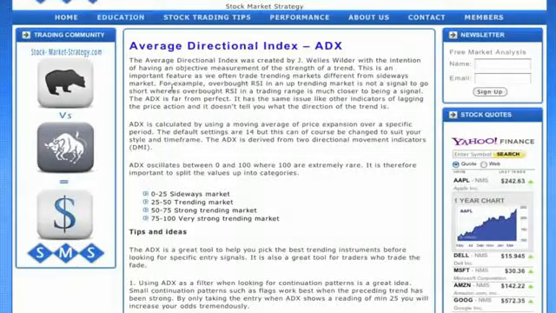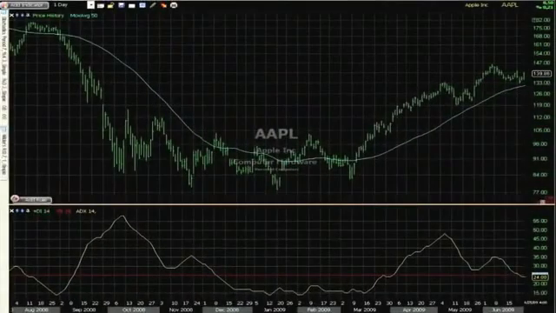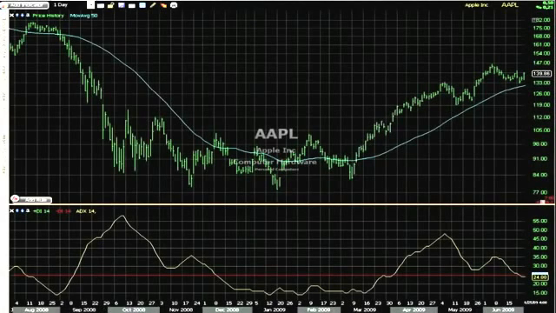Testing the idea shown here. The average directional index was created by Wells Wilder with the intention of having an objective measurement of the strength of a trend. The ADX doesn't tell you what the direction of the trend is, so we have to use other indicators or chart analysis to help us determine the trend.